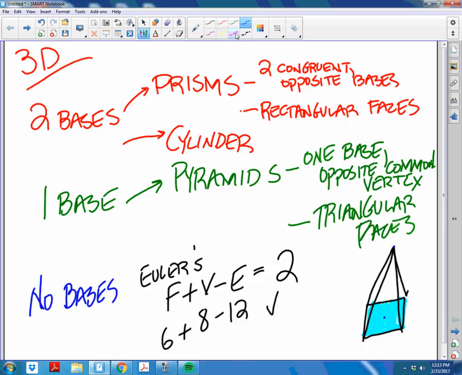Now, let's do our Euler's test on this. If you include the base, how many faces are there on this square pyramid? Jaden? 5. How many vertices are there? 5. 1, 2, 3, 4, 5. How many edges are there? 1, 2, 3, 4, 5, 6, 7, 8. What is 5 plus 5, minus 8? 2. Still 2.